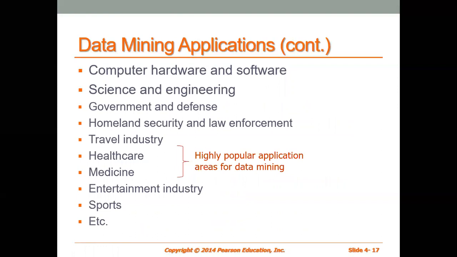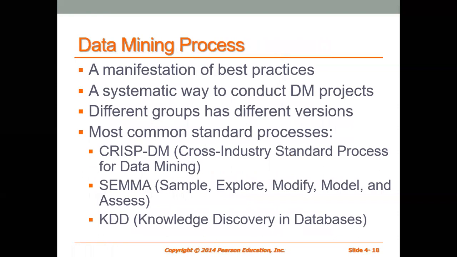So data mining applications are everywhere: in computer hardware and software, science and engineering, government and defense, homeland security and law enforcement, the travel industry, healthcare, medicine, and entertainment industries. So what is the data mining process? There are three most important models. One is the CRISP model, CRISP standing for Cross Industry Standard Process for Data Mining. Second is the SEMMA model. SEMMA means sample, explore, modify, model, and assess. And the third model is knowledge discovery in databases.